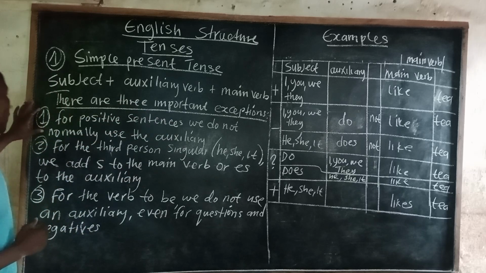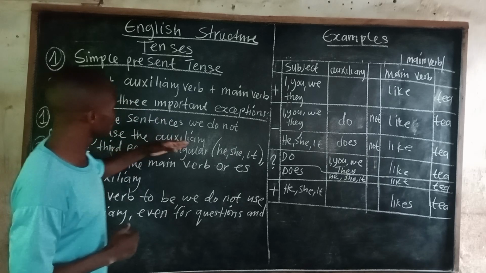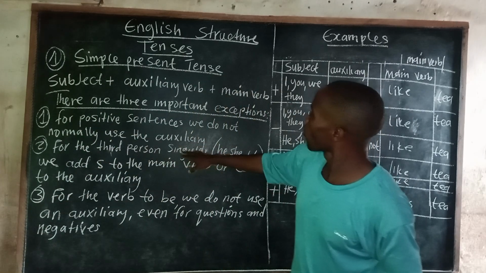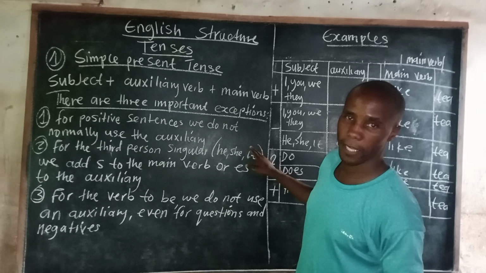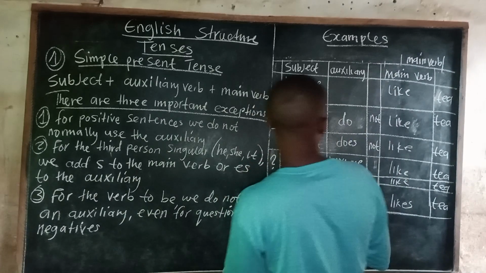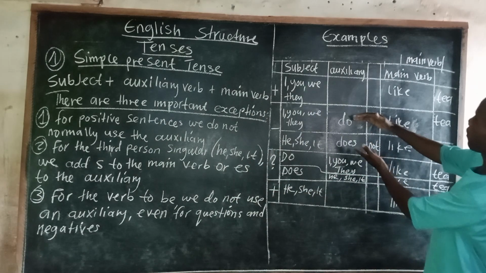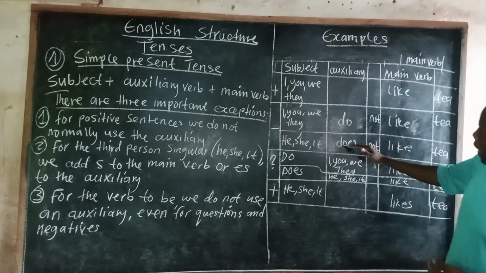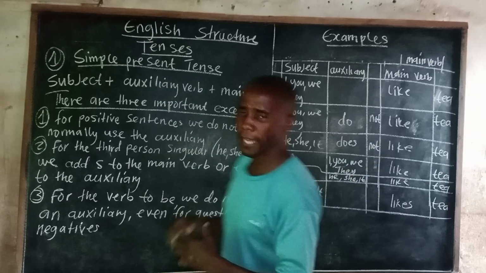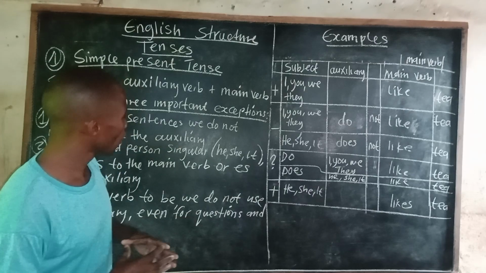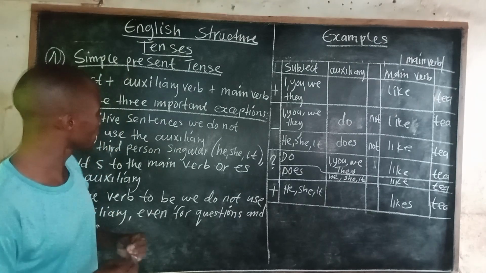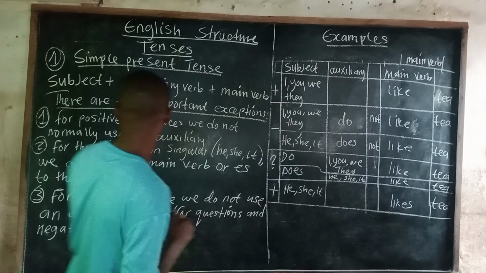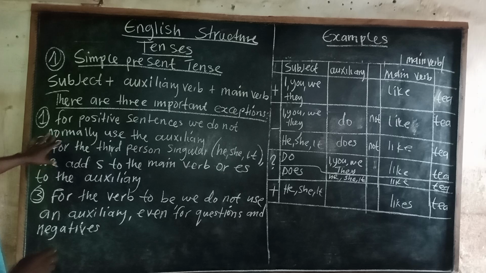One, for positive sentences, we do not normally use the auxiliary verb. When we say auxiliary verb, actually we are talking about this. I'm sure you have seen them. Here we have do, does; any verb that adds or describes more of something falls under auxiliary verb. So that is the first point.